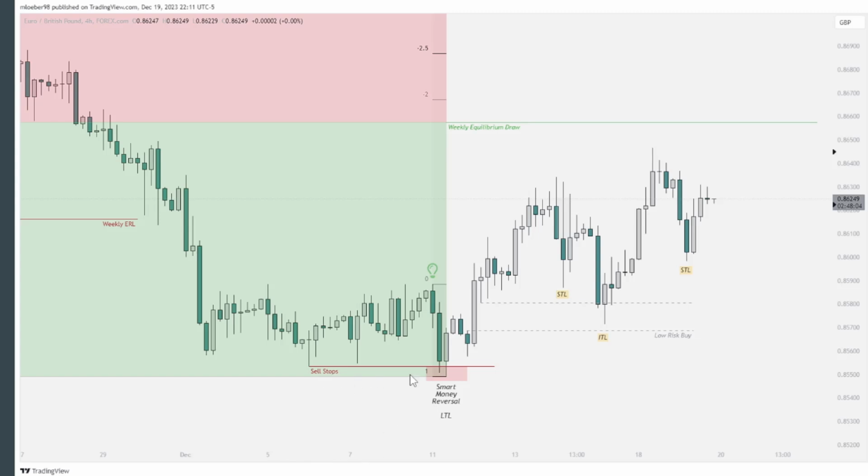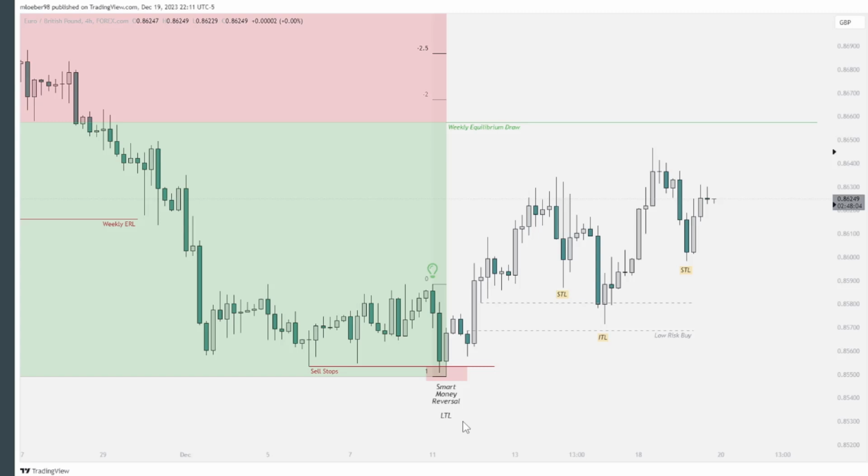We have our sell stop run here that I labeled, and this would be our smart money reversal, our long-term low. After we have our smart money reversal, this is identified because price then displaces higher, giving us a shift in market structure. After price shifts in market structure, we push up higher. We create a short-term low that gets violated here, creating an intermediate term low, trading into this 4-hour bullish fair value gap. So we have considered our first realistic entry, which is our low risk buy.